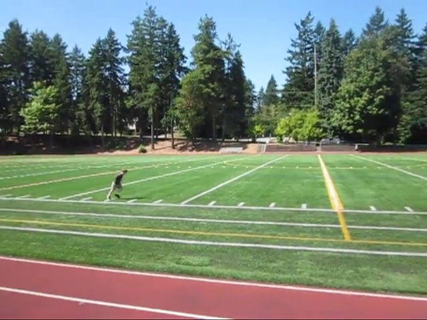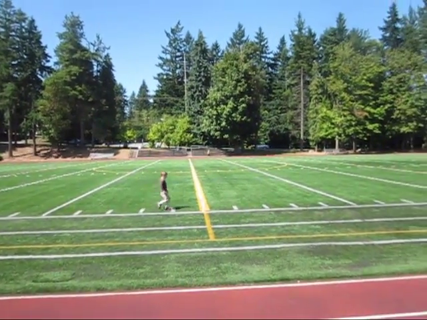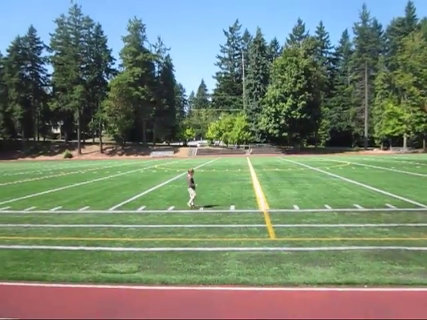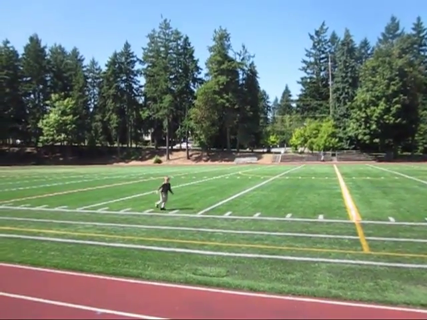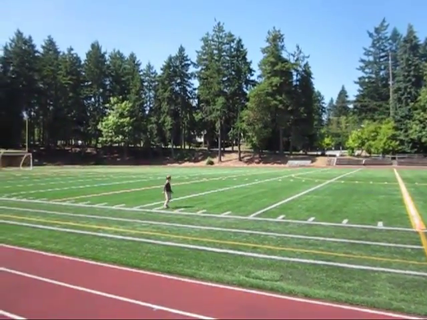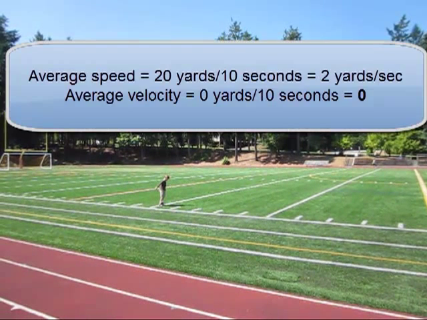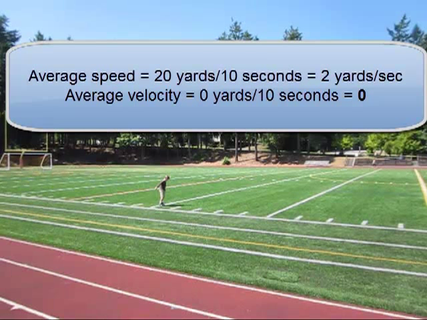Now Evan here is going to run 10 yards north, then go backwards and run 10 yards south, ending at the same place that he began. When we look at his average speed, he ran 20 yards in 10 seconds, so his average speed was 2 yards per second, but his average velocity was actually 0. His displacement was 0, so therefore his average velocity was 0.